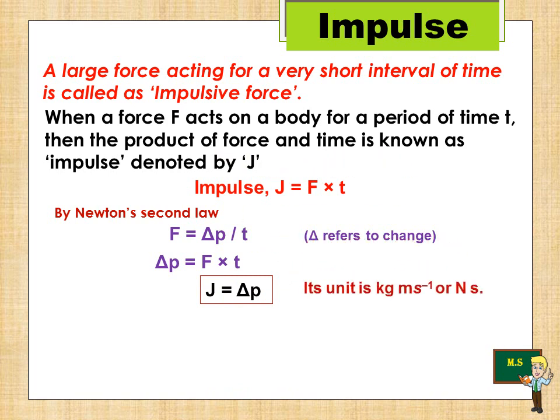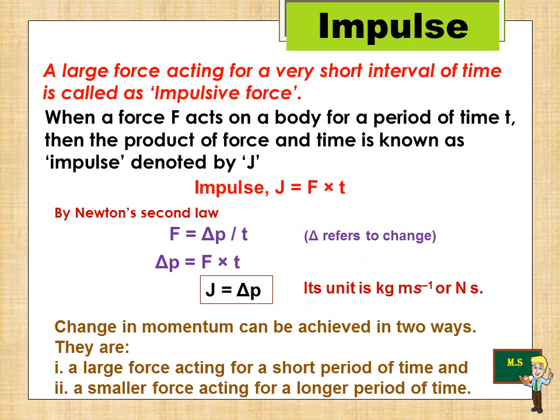And what is the unit of this impulse? Its unit is kilogram meter per second, or Newton seconds. See, change in momentum can be achieved in two ways. What are the ways? They are a large force acting for a short period of time, like a tsunami or some other force like a storm. Then the second one is a smaller force acting for a longer period of time. We can have this as a small breeze.